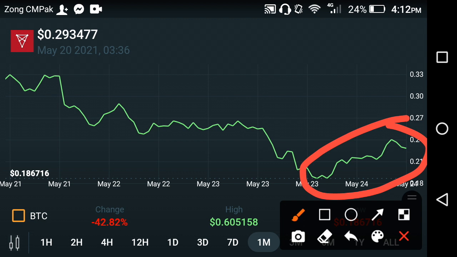As you can see here, this is the last 1 month price chart. In the last 1 month, the price change in Chiliz is negative 42.82%, friends. So if you decide to sell Chiliz at this time, you are at a loss, because the price change is still negative in the last 1 week. On the other side, if you decide to hold Chiliz, maybe there is a good chance of a jump in the future, friends. That is why I recommend to everyone that it's time to hold, friends.